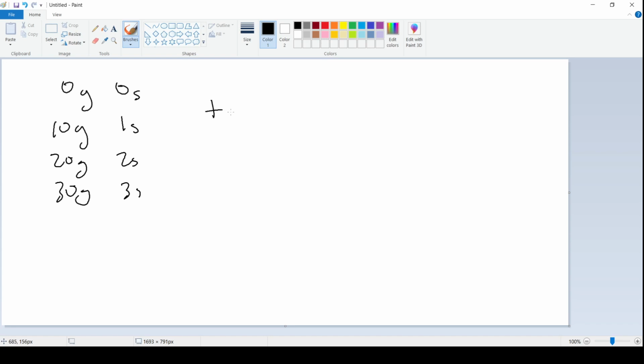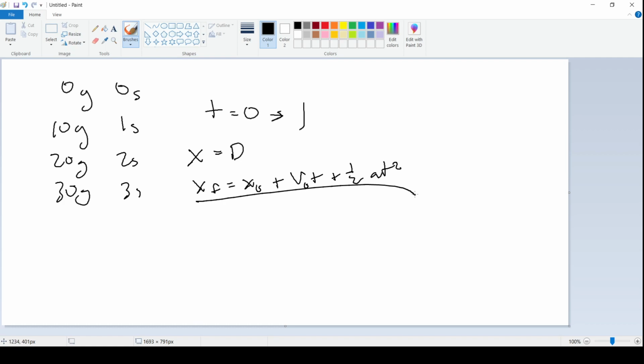Time equals 0 turns into time 1, right? So, x is now equal to distance, okay? X final equals x initial plus v0t plus half at squared. Alright, so 19 floors, but wait, it's not. You're supposed to do this in meters, not floors? You know, for the sake of math today, we're gonna do it in floors.